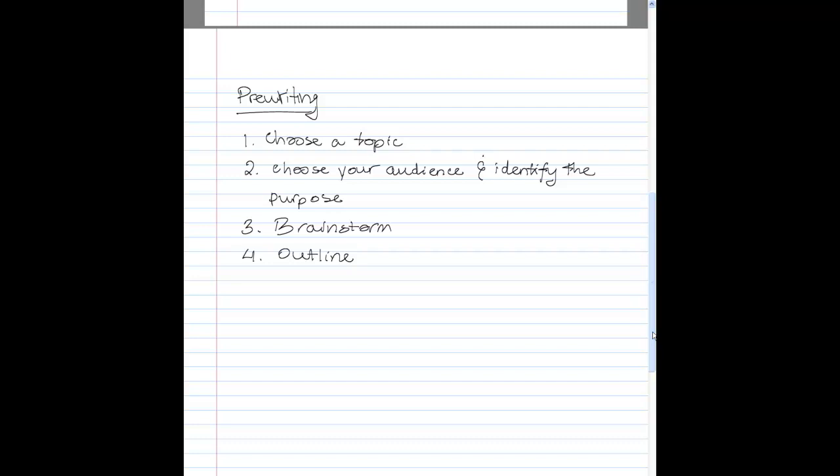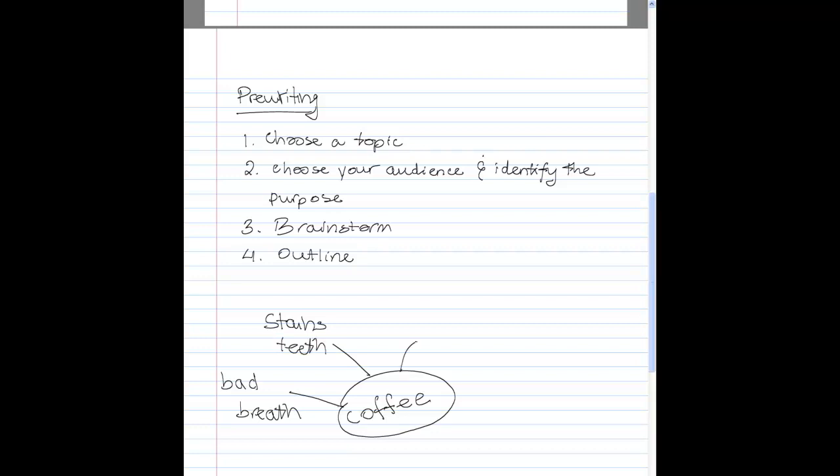So the first thing we're going to do is draw a bubble in the middle. And this bubble represents our main topic, which in this case is going to be coffee. Then from the coffee, we're going to branch off into our main ideas about coffee and why it's bad. So in this case, coffee is bad for you because it gives you bad breath. It stains your teeth. And it raises your cholesterol.